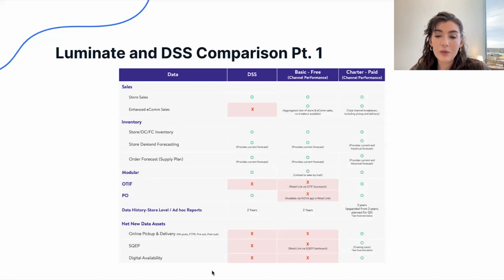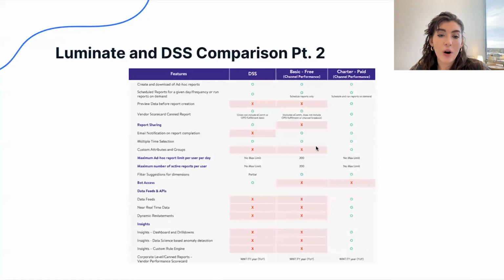And then the new data sets that you'll see if you decide to go for the paid version is your online and pickup delivery, SQEP, which is already available in the SQEP dashboard, so you can access that, and then digital availability. And then we'll move on. There is more data, and some of these I really do want to call out, and we'll reiterate these again, especially with report sharing.